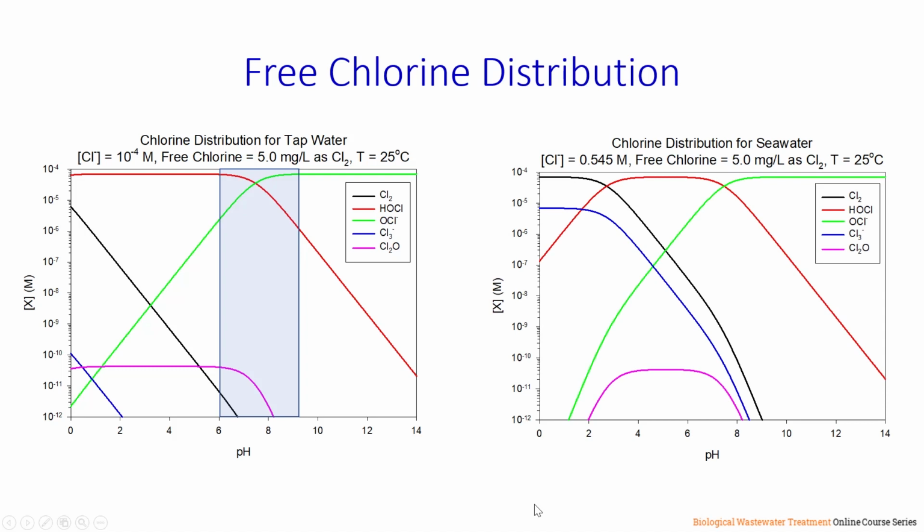If we were to consider another example of a water that might be chlorinated, specifically seawater, the biggest difference that we see between seawater and tap water is the chloride concentration, at least in the context of these reactions here. In this case, the chloride concentration is several orders of magnitude higher than it is in a tap water sample. If you go back and look at the reactions that are responsible for the distribution of free chlorine among its various forms, chloride plays a really important role.